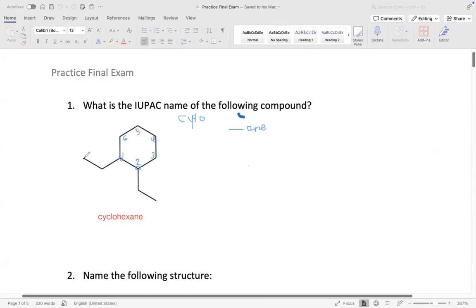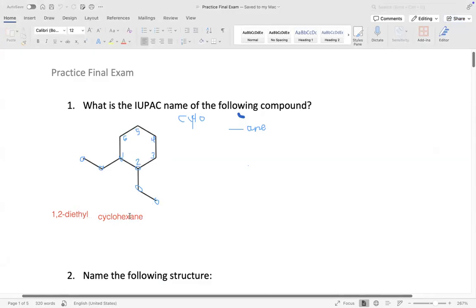They are two-carbon branches. So we have a carbon here, a carbon here. They both happen to be the same. So I'm going to say one comma two diethyl, because they're ethyl branches and there's two of them, cyclohexane. There shouldn't be a space, but I don't know how to make my typing go back and correct that.